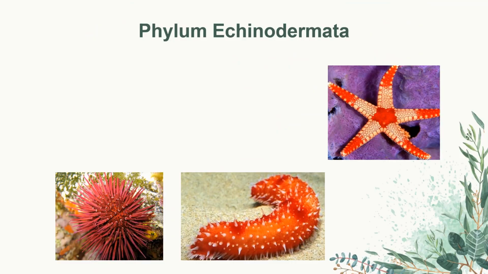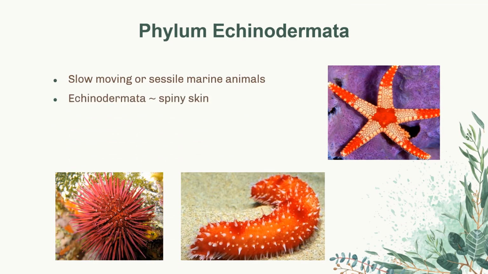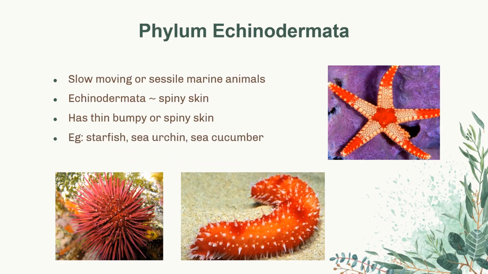So phylum Echinodermata are slow-moving or sessile marine animals. The name Echinodermata comes from the words spiny skin. So it has a thin, bumpy or spiny skin layer, as you can see in the diagrams shown. Examples of animals under Echinodermata are starfish, sea urchin, and sea cucumber.